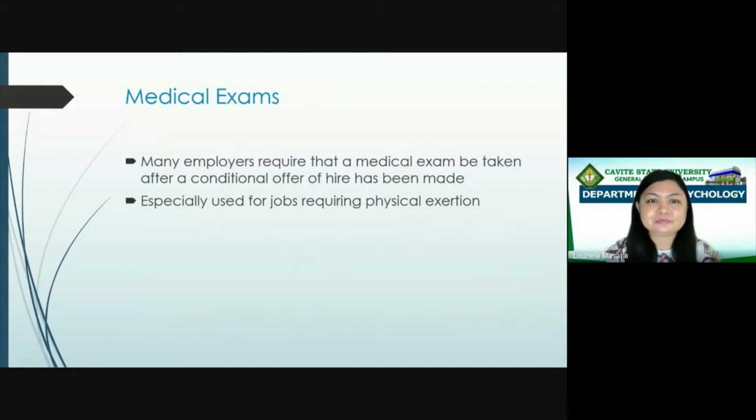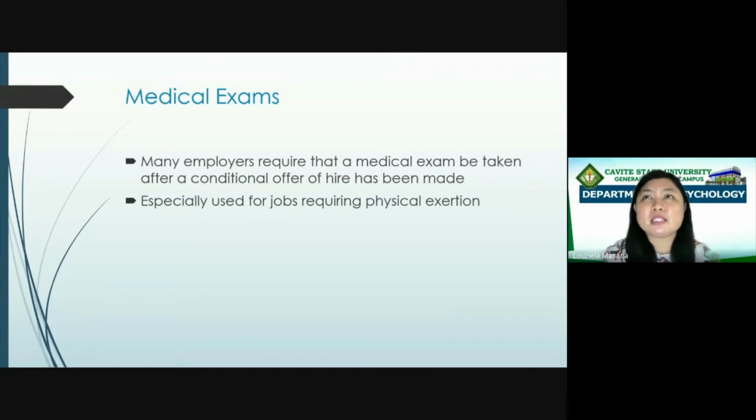Ayun. Medical exams, many employers require that a medical exam be taken after a conditional offer of hire has been made. So, ibig sabihin, ang medical exam ay pinapagawa doon sa mga tao na most likely ay hired na doon sa company. Kaya lang, conditional pa yung hiring sa kanya. Siyempre, kapag may lumabas na something negative doon sa medical examination, that could be a possible reason why the person cannot be hired in a given position or in a company.